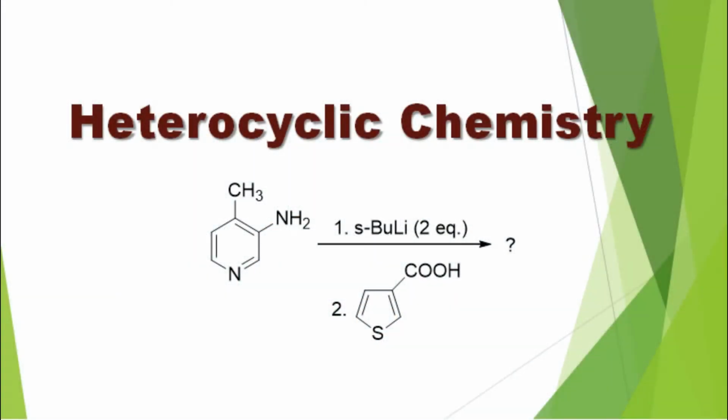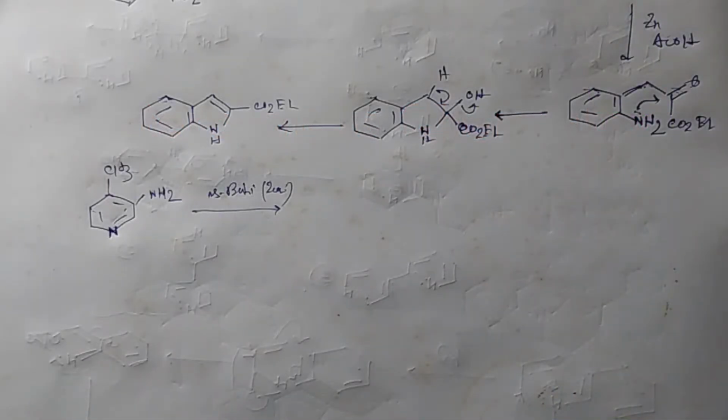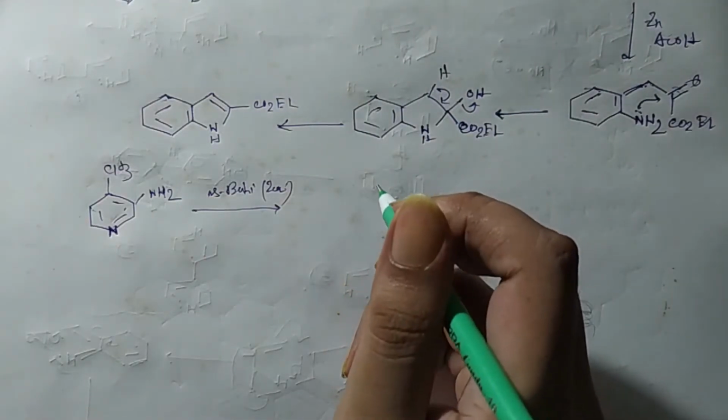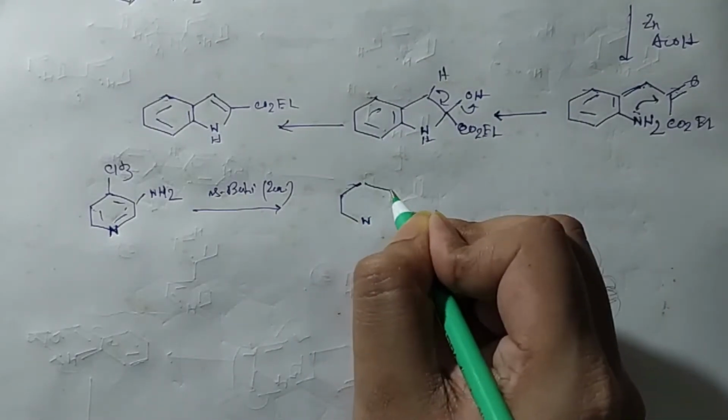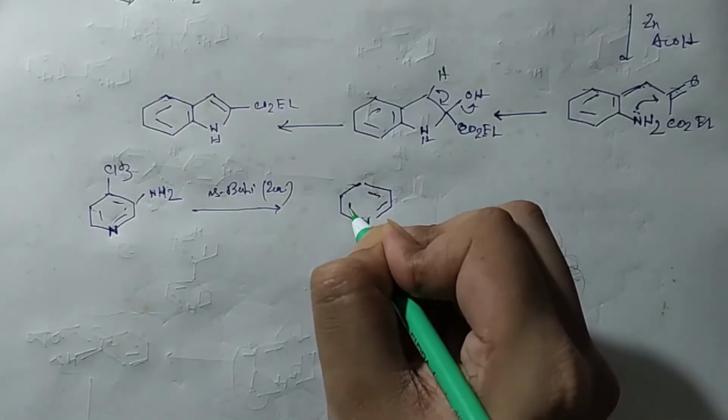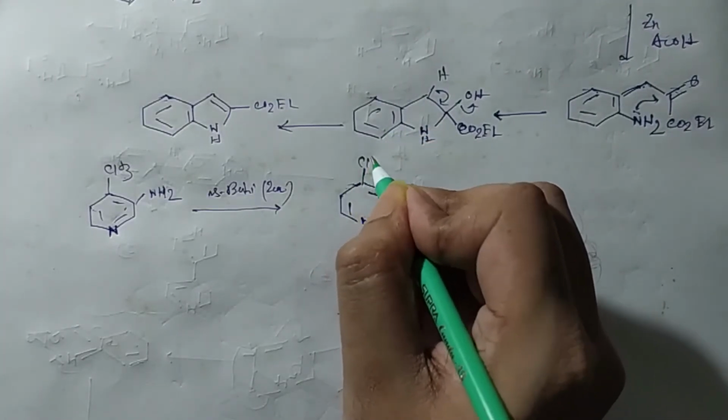Now here what happens is that secondary butyl lithium, which acts as a base, is used as 2 equivalents. The first equivalent captures the proton of the NH2 group, and the second base captures the proton of the CH3 group, which is again substantially acidic because pyridine is an electron withdrawing group. So two types of proton abstraction can occur. For simplicity of understanding, I am writing two anions simultaneously.